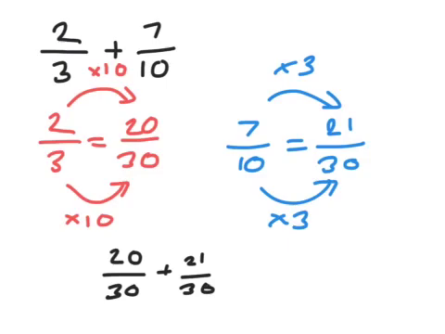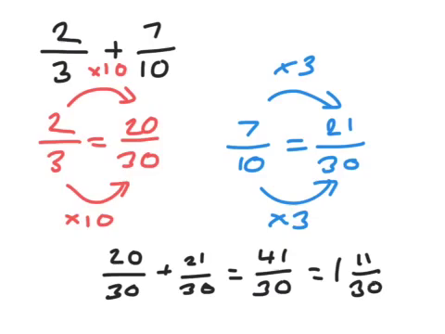Now my denominator is the same, so that will stay the same on the bottom of my answer. 20 out of 30, add 21 out of 30 is 41 30ths, which again is an unfamiliar sounding fraction, but it is the correct answer. I can convert it because it's an improper fraction with the numerator bigger than the denominator. There are 30 30ths in one whole, and then if I take 30 30ths out of 41 30ths, there are 11 30ths left over, which is my final answer.